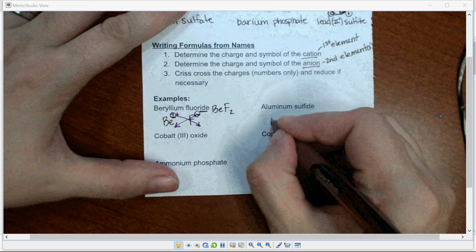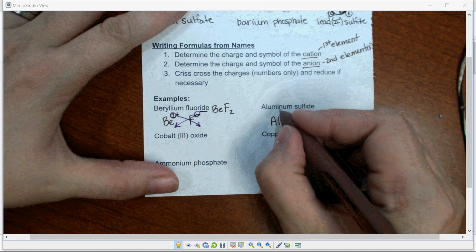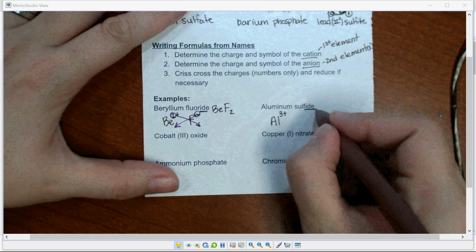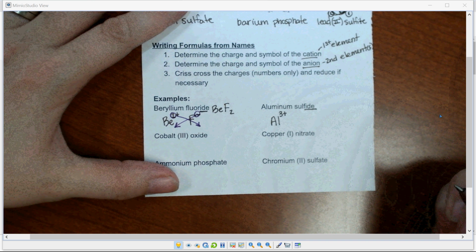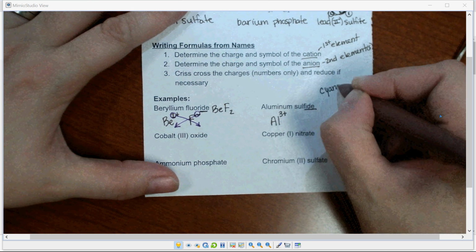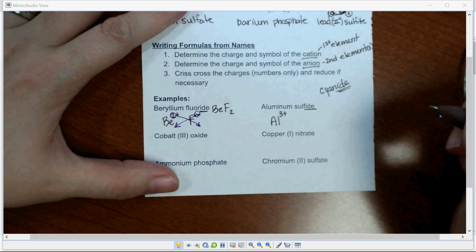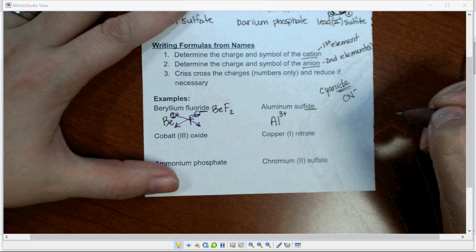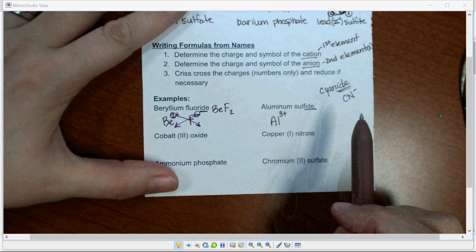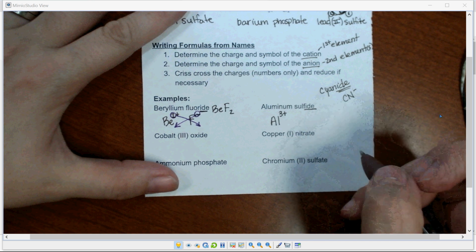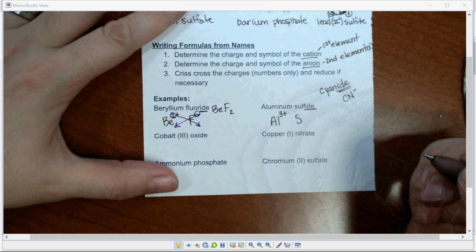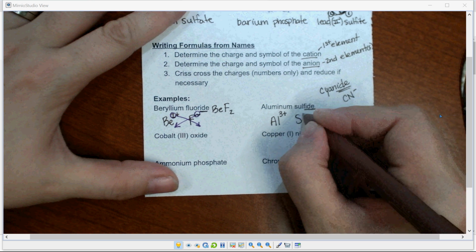Aluminum has a symbol of Al. It's in group 13, so it's a 3+. Sulfide, if it ends in ide, it comes from the periodic table. The one exception to that is cyanide. That is the only polyatomic ion that ends in ide. All of the others end in some other ending. So sulfide is just sulfur. It's also in group 16.